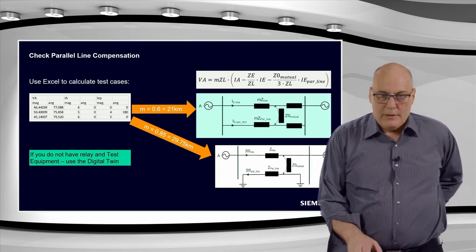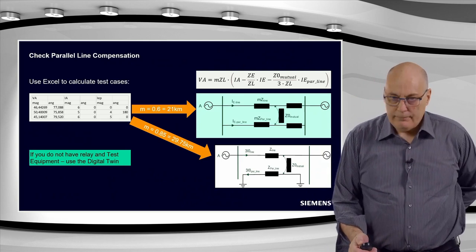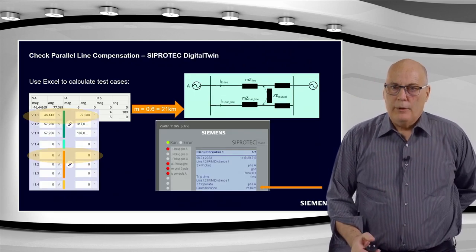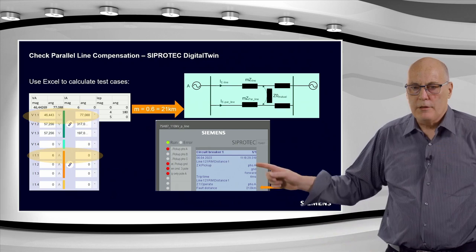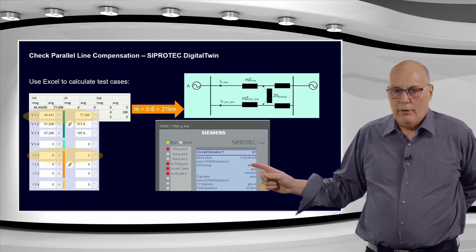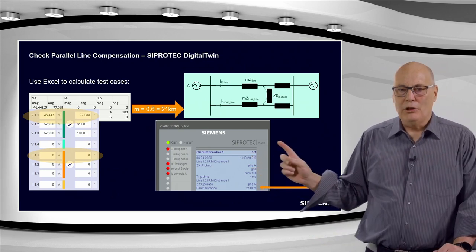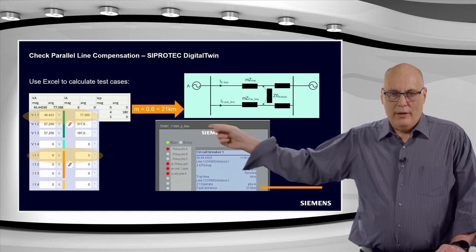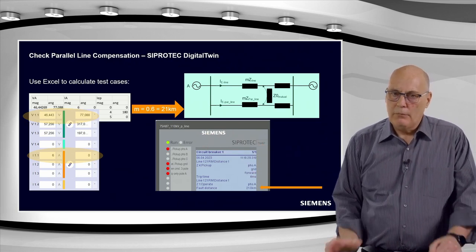All right, so I tested all those with the digital twin. All right, and you can see the screenshot. That is not a photograph I took of a real relay. That's a screenshot from the digital twin. And on the left, you can see that was similar to an Omicron.